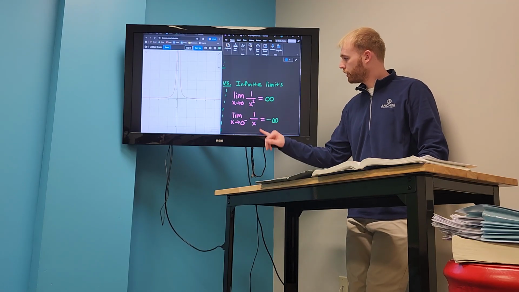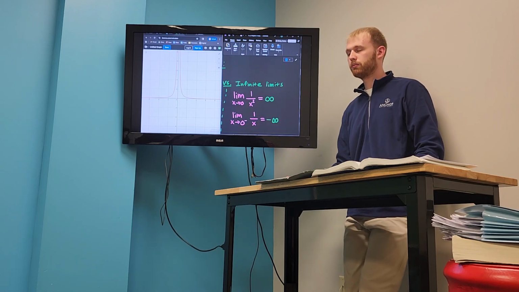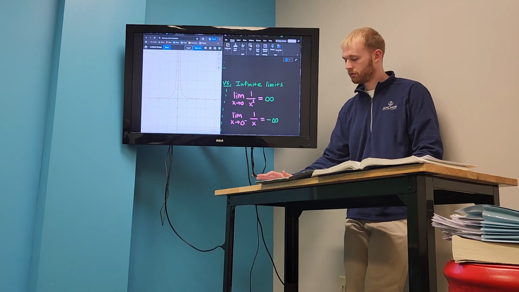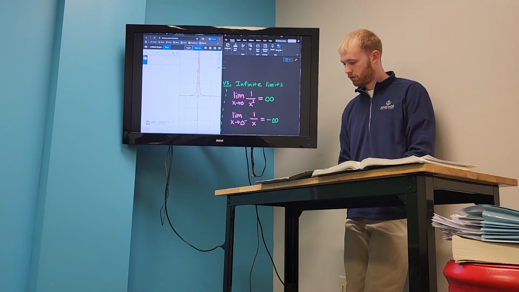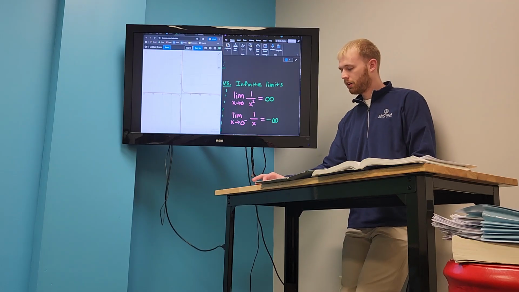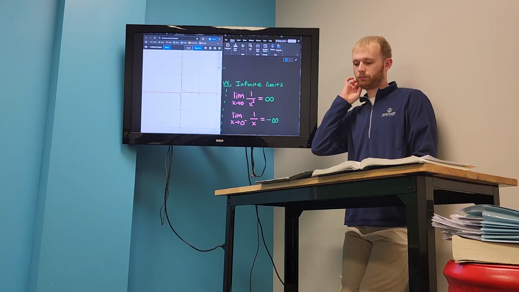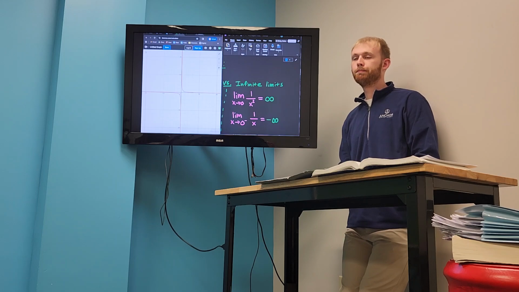Okay. 1 over x goes to negative infinity as x approaches 0 from the left. Let's graph that and see what it looks like. Okay, there's 1 over x. All right, let's talk about its behavior. It's very similar to the last, except the left side of the y-axis is reflected over the x-axis. Yeah, there's definitely a lot of similarities.